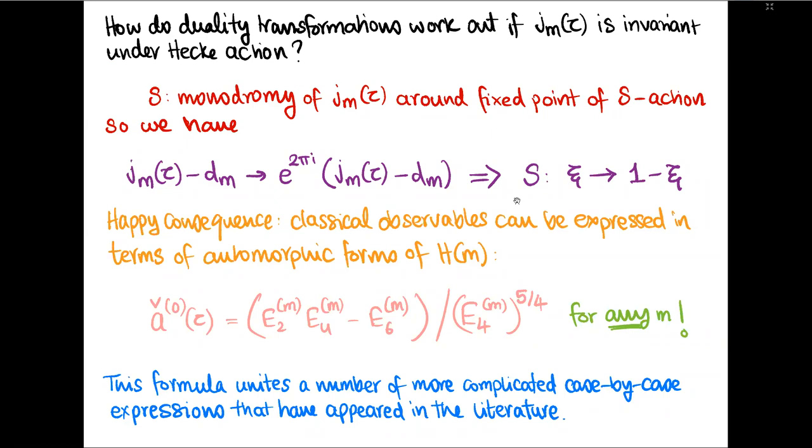And sort of physically, the reason you could say that this sort of thing happens is because if you plot these potentials, what you'll see is that for a little while, before they go off to infinity, they're moving up and down between zero and one. So what this transformation xi goes to one minus xi does is it kind of flips the potential, exchanging periods and dual periods, which is what we would think of as a duality transformation. And a happy consequence of this is that classical observables can be expressed in terms of the automorphic forms of these Hecke groups.